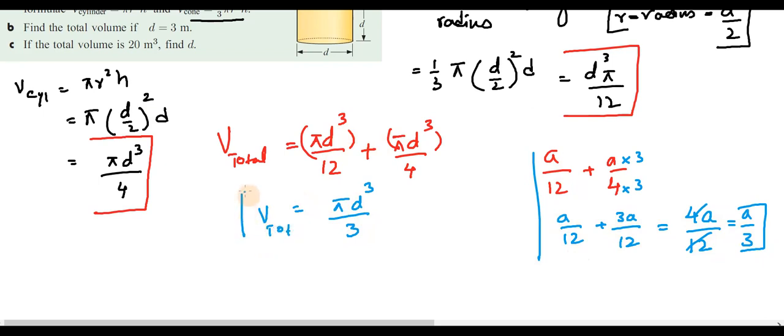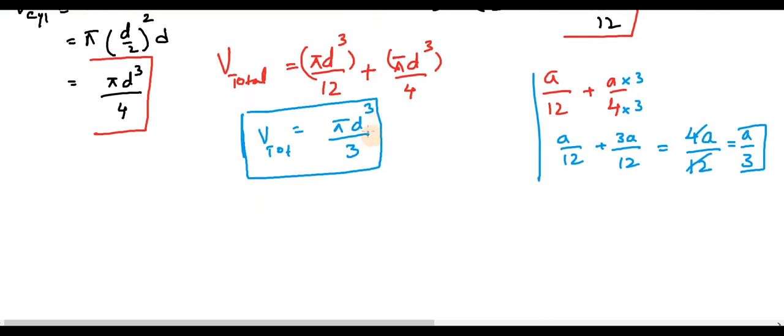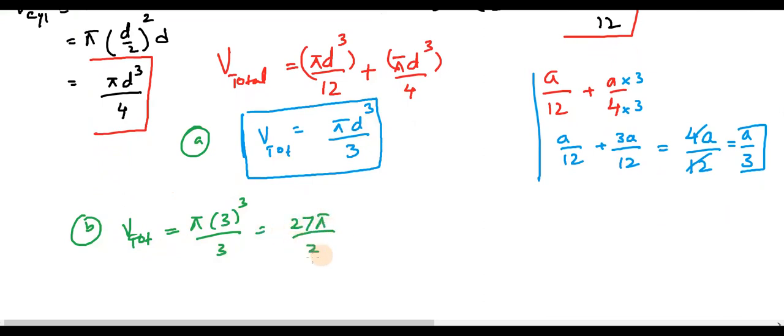Finally, we have got the formula for finding the total volume of this solid. Now it's being asked that if the diameter is 3, then what's the volume? Since we have already expressed this formula in terms of diameter, it's very easy to just plug in the value of d here, which is 3: pi times 3 cubed over 3. That's 27 pi over 3, or simply 9 times pi.